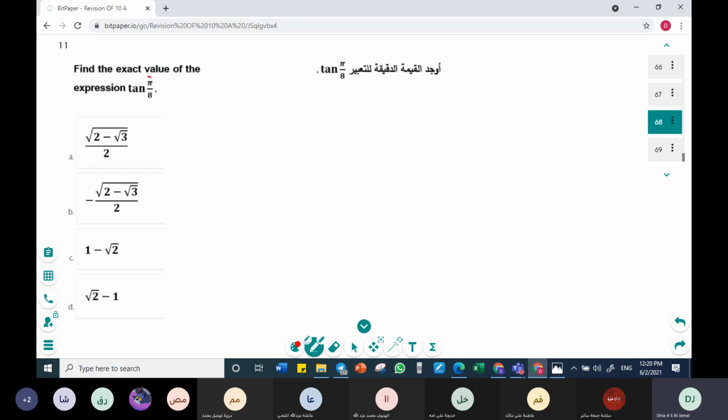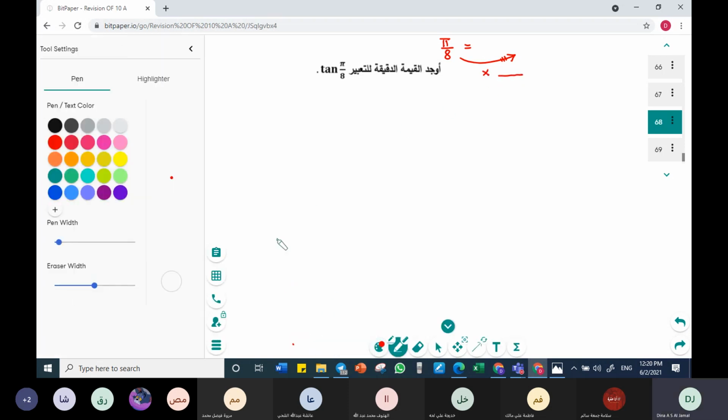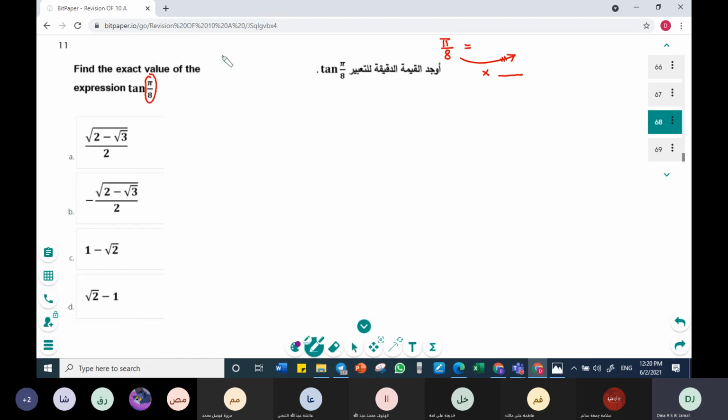What if you don't know what is pi over 8? Can't you convert it to degrees so you can understand what is pi over 8? Convert it to degrees. What you will be using? How you will multiply it? With what? From radian to degree. 180 over pi. Excellent. Find it now.